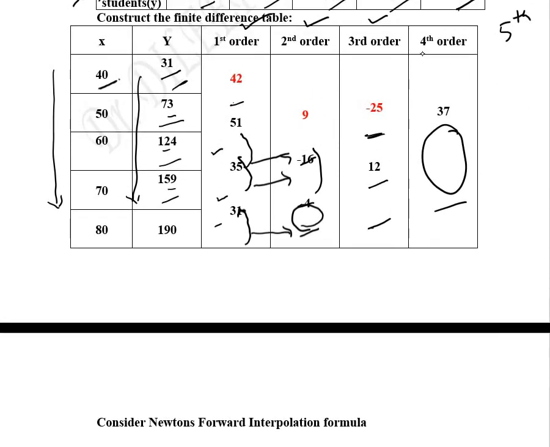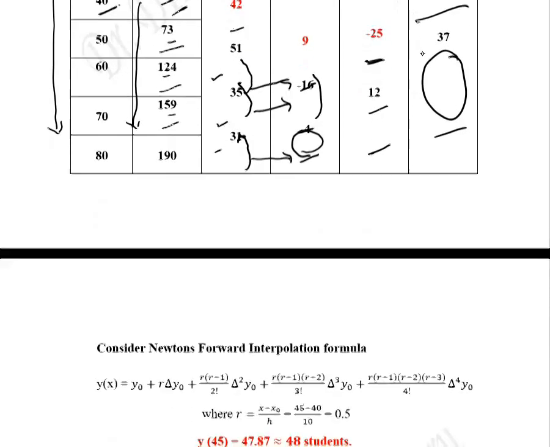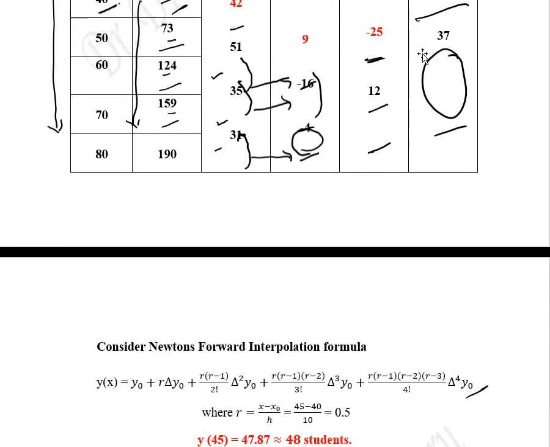We defined up to fourth order, so consider the formula also up to the fourth degree term. We need to find out r here. I am using Newton's forward interpolation, so the formula for r is (x minus x0) by h. What is x? At 45 I am finding y, so x is 45. x0 is the first value of x, that is 40. Step length, the difference between consecutive values of x, is 10. So you will get 0.5.